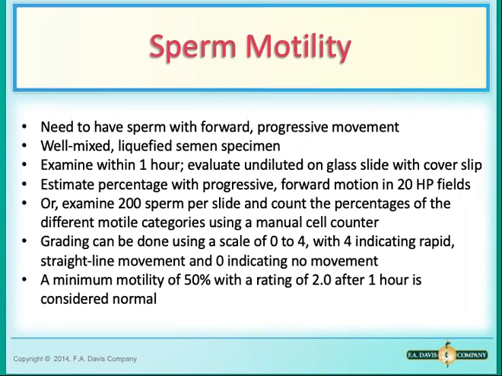So they need the forward progressive movement, and that is critical for fertility. So when we look in the laboratory at the motility, we have to evaluate that by examining an undiluted specimen, and we have to determine the percentage of motility of the cells and also the quality of motility.